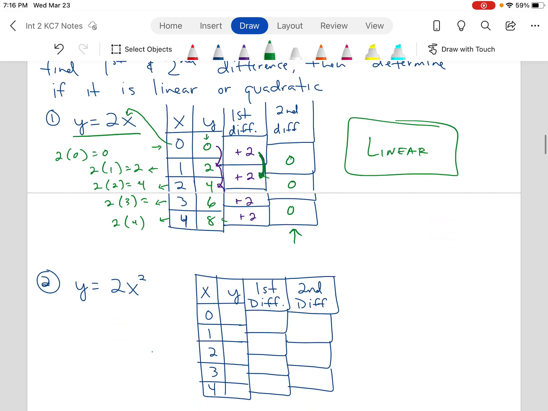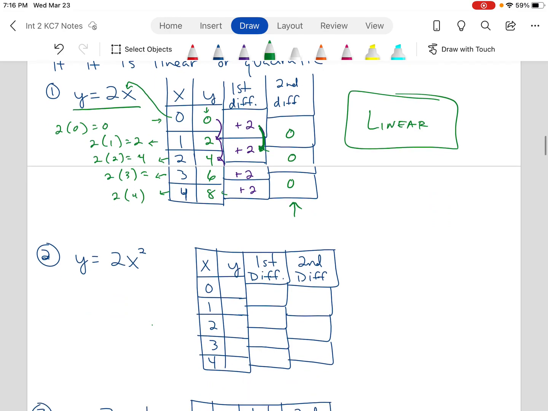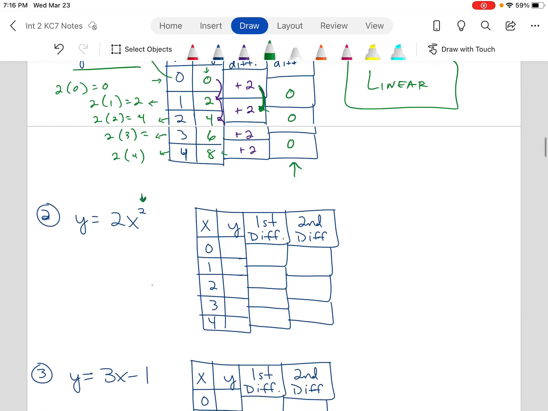Okay, so let's do this again. Now the equation for the next one, for number 2, is y is equal to 2x squared. It looks almost identical. The only difference is this exponent right here, okay, which is going to change my values. So I have the same table of values from 0 to 4. And all I'm going to do is plug in those values wherever I see x in the function.